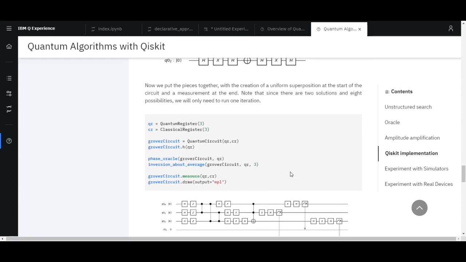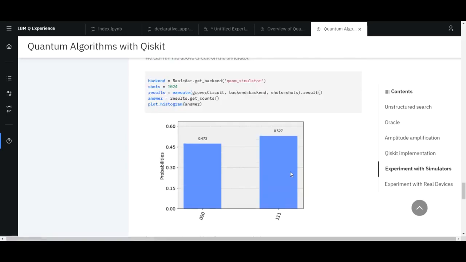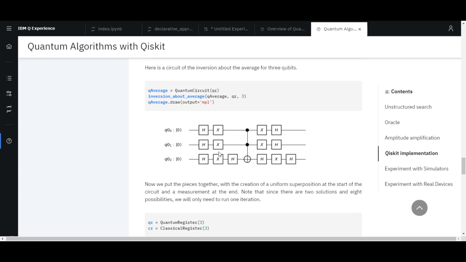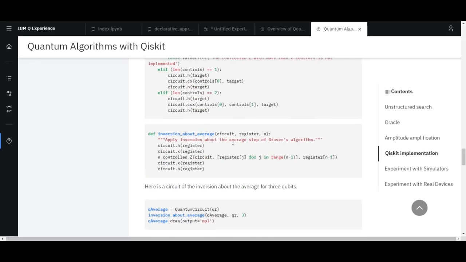Because this is kind of different, right? Because it starts with the Hadamards, just like with the qubits in state zero. And then that's the amplification part. Interesting.